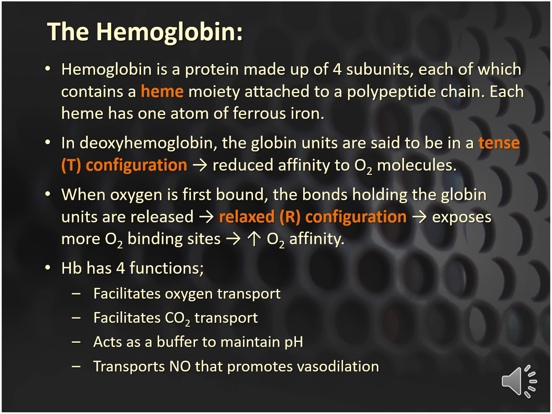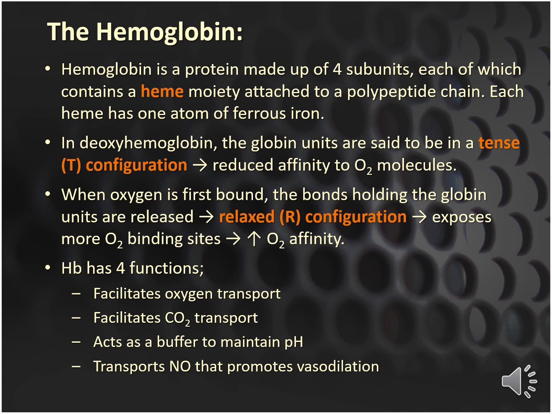As you may know from biochemistry, hemoglobin is a protein made up of 4 subunits, each of which contains a heme moiety attached to a polypeptide chain. Each heme has 1 atom of ferrous iron. Therefore, each molecule of hemoglobin has 4 atoms of ferrous iron and can therefore carry 4 molecules of oxygen.